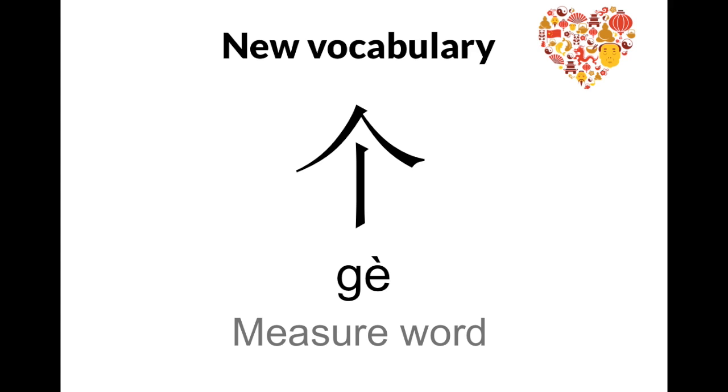The difference is in English, you don't always use measure words. In fact, most of the time you don't use measure words. For example, there's no measure word for car. You just say a car. In Chinese, however, you always need a measure word.